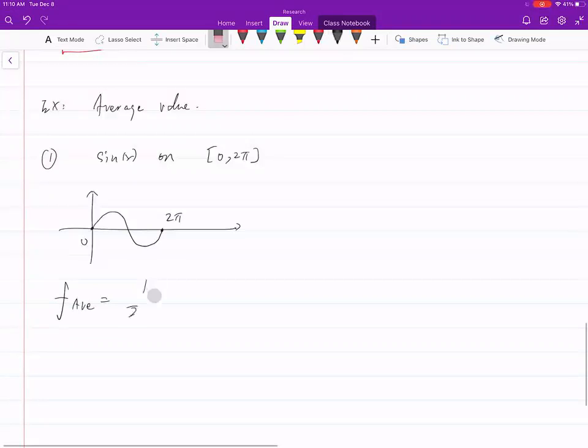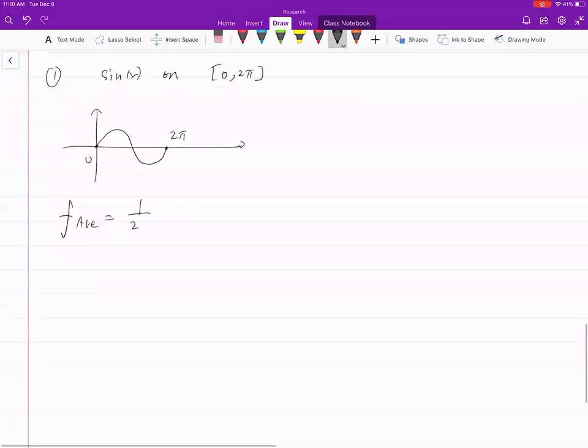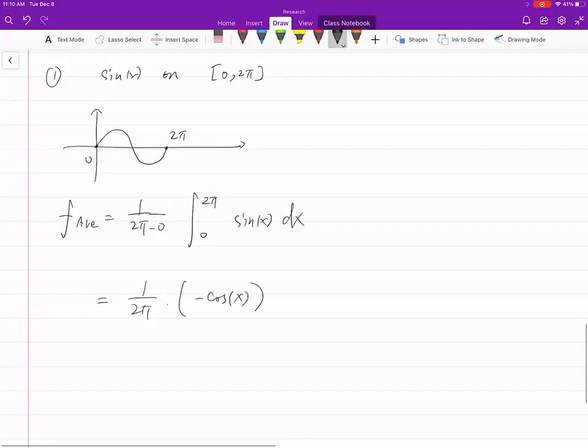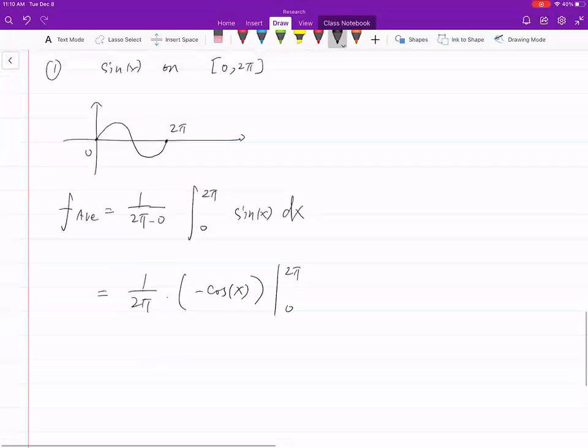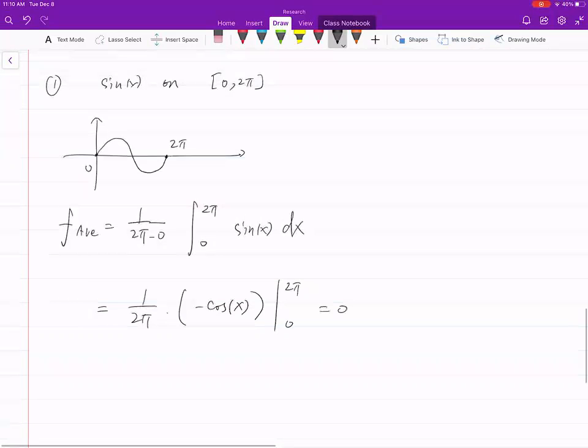B minus A. Okay, from A to B, sine x dx, which is 1 over 2 pi, cosine x between 2 pi and 0. Can you see this is 0? Because cosine 0 and cosine 2 pi are the same. And then you take the minus. You are taking the same thing minus itself. Okay, so this is 0. That matches what we have.